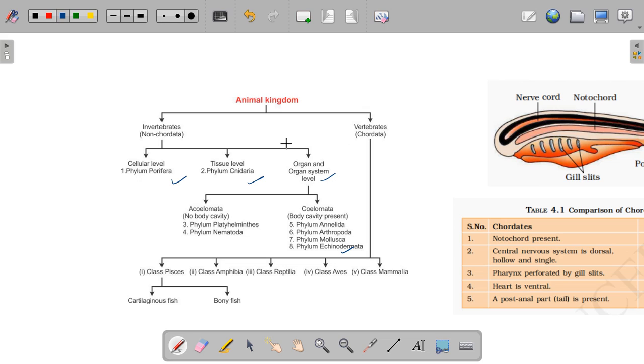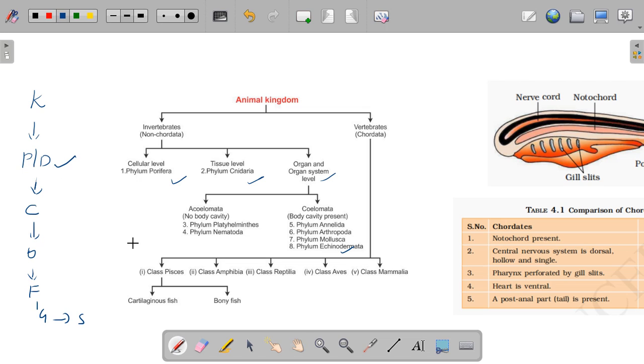So notice, in the beginning of this chapter, we already know that there is a hierarchical classification: kingdom, phylum or division, and then comes class, order, family, genus, and then comes species, right? So try to understand what we are discussing here: so far, whatever we discussed till Echinodermata or Hemichordata will come under phylum only.